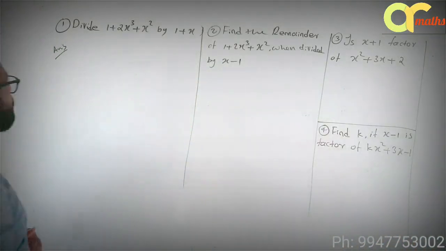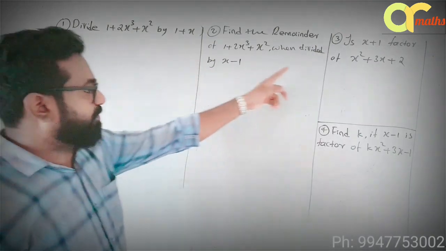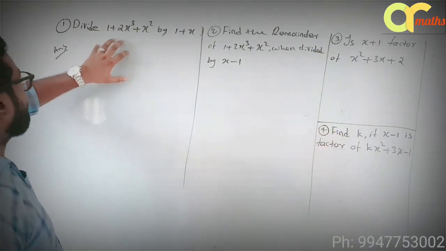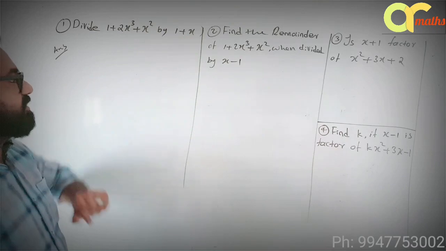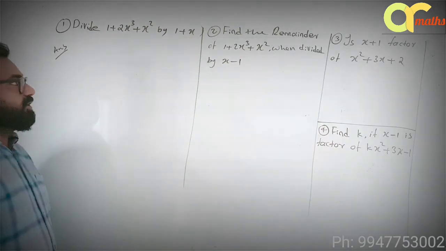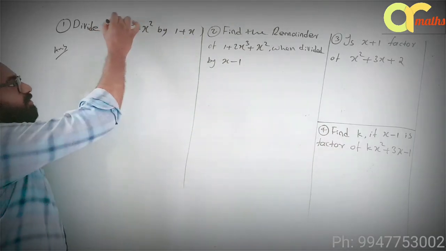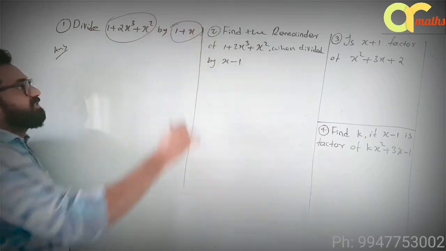We already discussed what is a polynomial, types of polynomial, zeros of the polynomial, long division, remainder theorem and factorization theorem. Okay, in the previous class we already discussed these four points. How to divide this equation by 1 plus x? Before doing a long division, write the equation in a standard form.